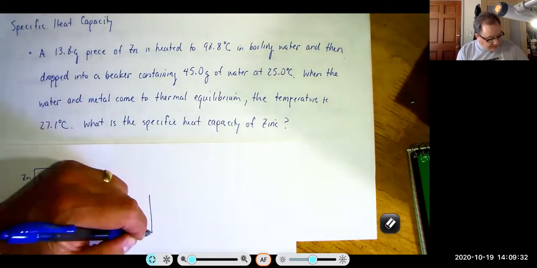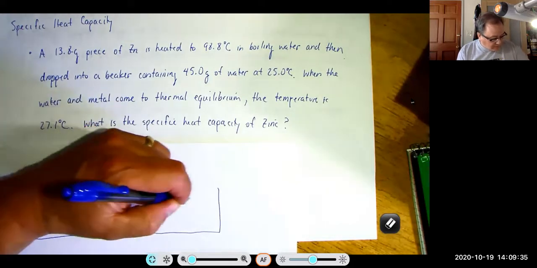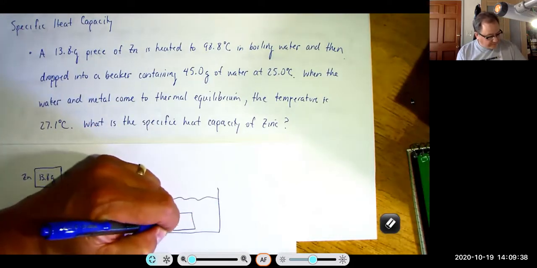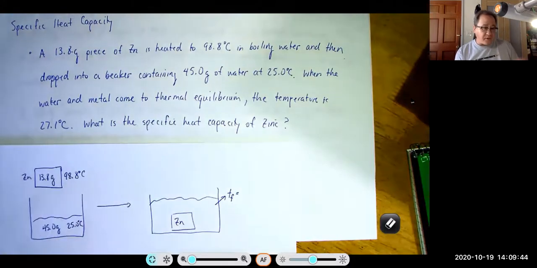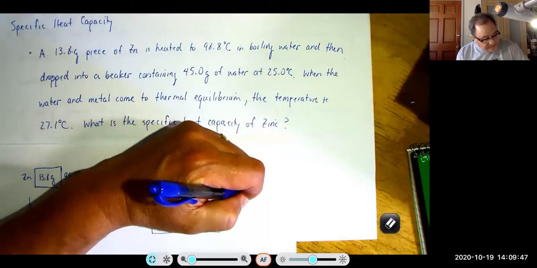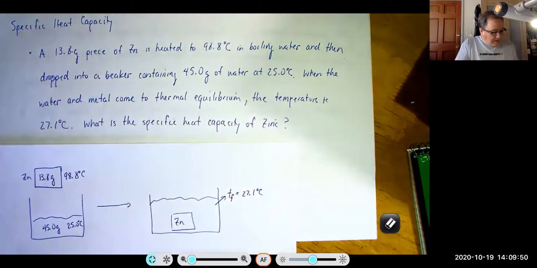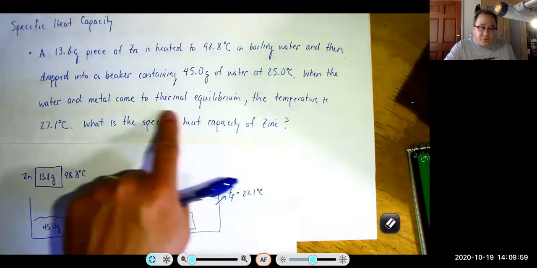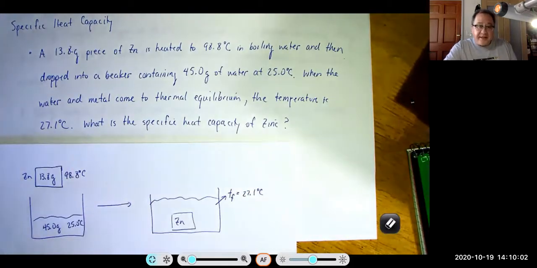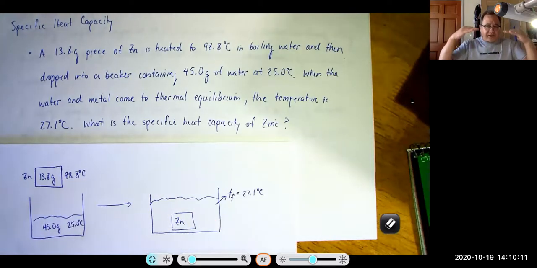Now, when you drop the zinc into the water, of course, the level of the water rises. Here's your zinc. And the final temperature is 27.1 degrees Celsius. So is this the final temperature of the zinc, or the final temperature of the water? The answer is it's the temperature of both the zinc and the water because of thermal equilibrium. So remember our definition of thermal equilibrium: it's when objects that are in thermal contact reach the same temp.